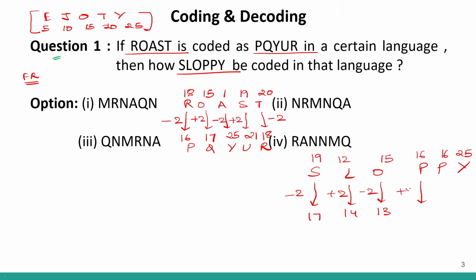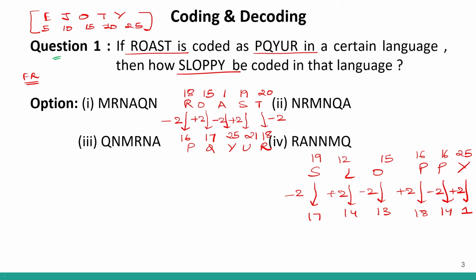Here I will do +2. +2 will give me how much? 18. -2 will give me how much? 14. And +2 will give me 27. But we will move 2 positions forward. That means I will get 1, because we will start again from Z.